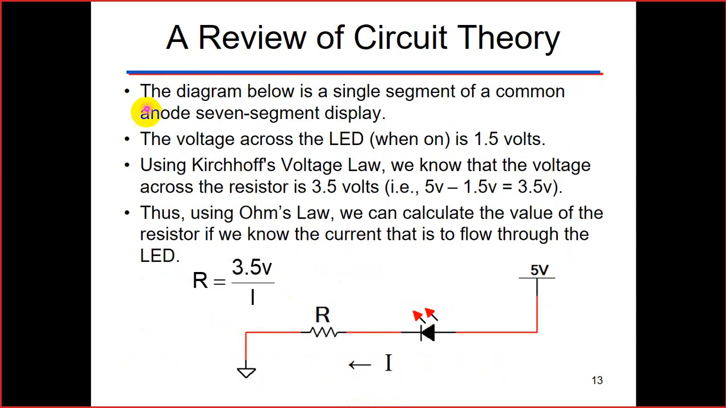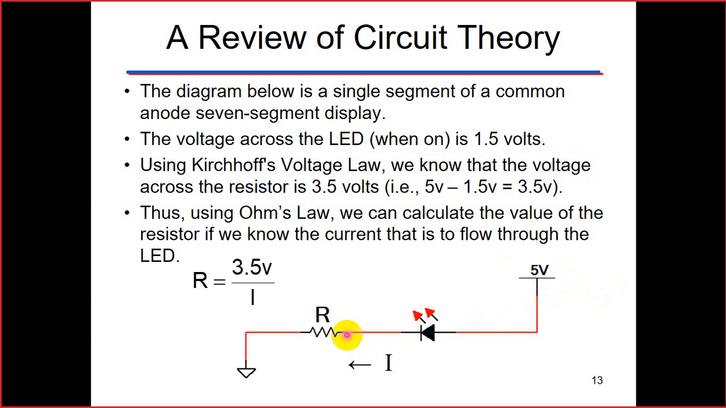Look at over here. The diagram below is a single segment of a common anode 7 segment display. The voltage across the LED when it's on is 1.5 volt. So using Kirchhoff's voltage law, we know that the voltage across the resistor is 3.5 volt: 5 volt minus the voltage drop across the LED, that's 1.5 volt.